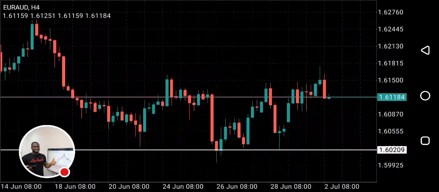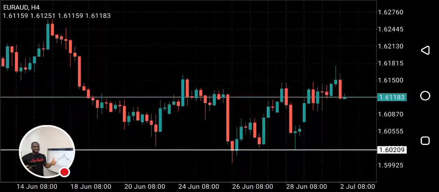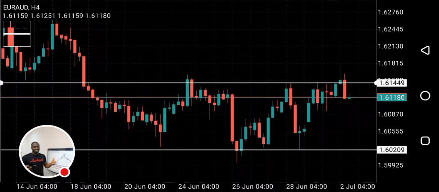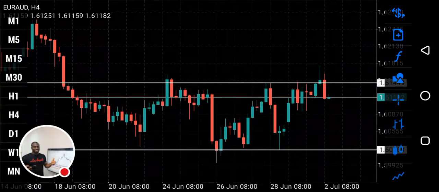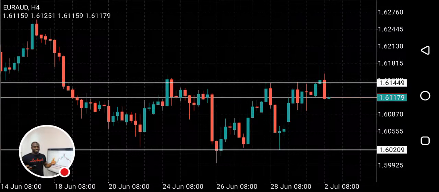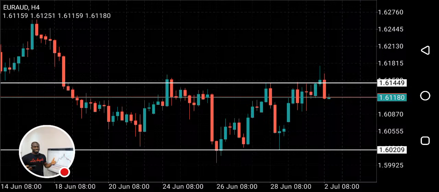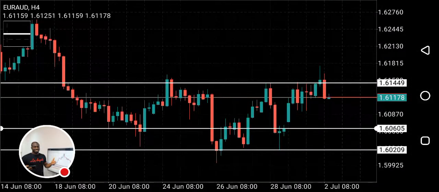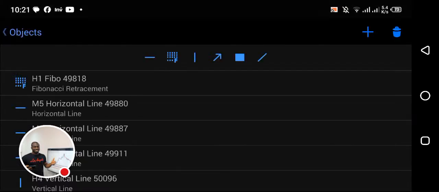Let's see what's happening on 4-hour. On 4-hour, I think there was a shift here. There was a break of structure. So you should wait for price to pull back to this area, which is a discount area. We have a fair value gap here. Okay, that's my take on Euro Aussie.